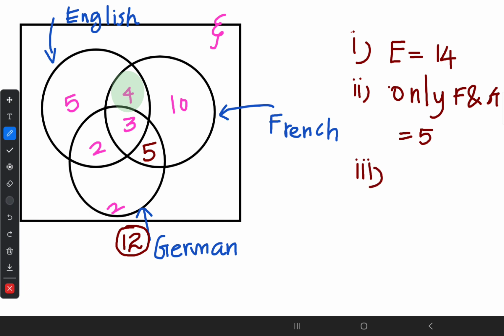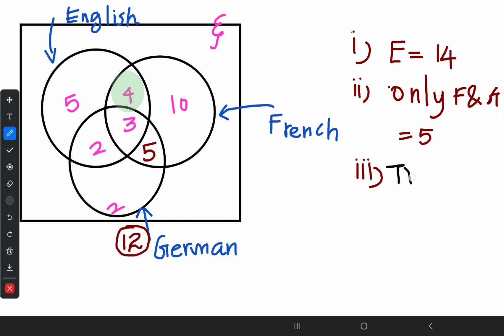And now let's move to the third question. Describe in words the set represented by the shaded region. That's also simple, same as before. What it says is the people who can speak French and English only. So when you consider French and English, this lens region, 3 is not shaded, only 4 is shaded. So this is the way we have to write the answer.